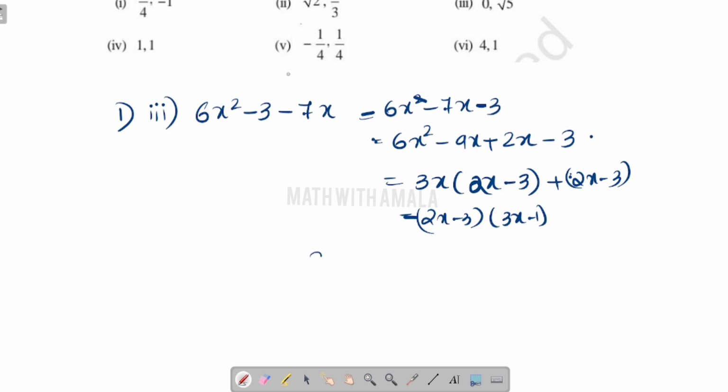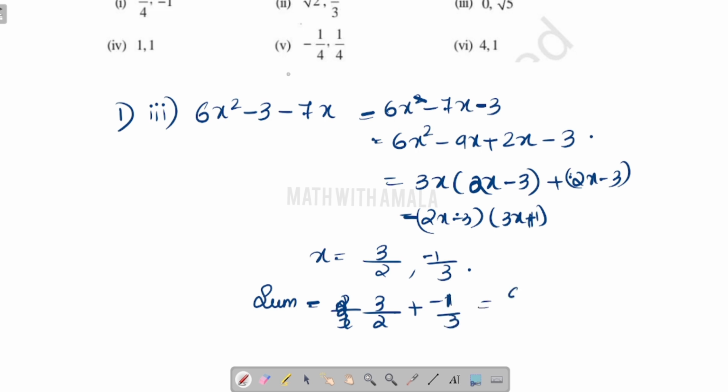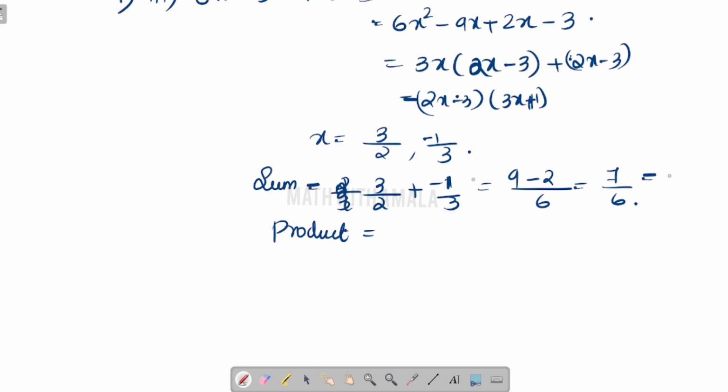3x plus 1. So what are the zeros here? 3 by 2 and minus 1 by 3. Okay. You have to put the negative because it is 3x plus 1. Okay. Now what are the sums? Sum is equal to 3 by 2 plus minus 1 by 3, which is equal to 9 by 2 minus 6, that is 7 by 6. Now what is the product? Product is equal to 3 by 2 into minus 1 by 3.